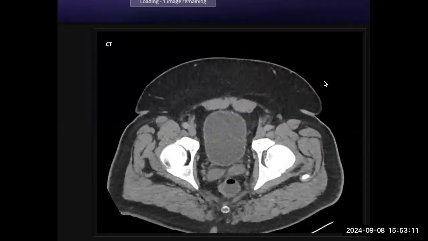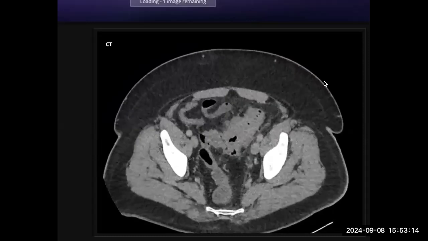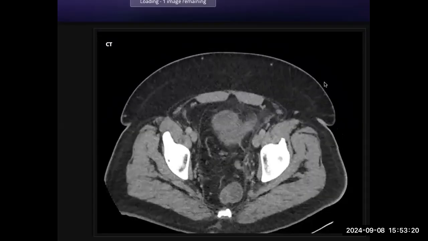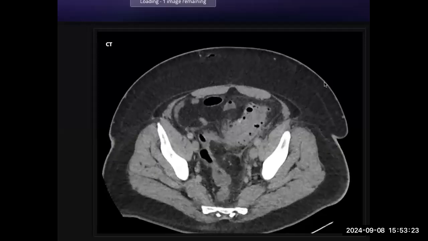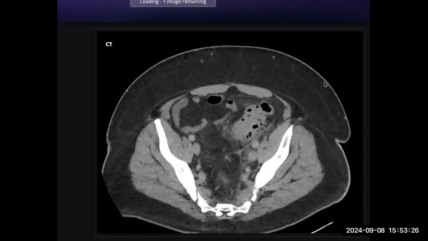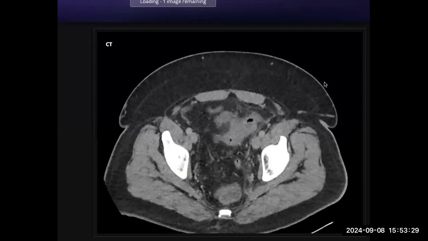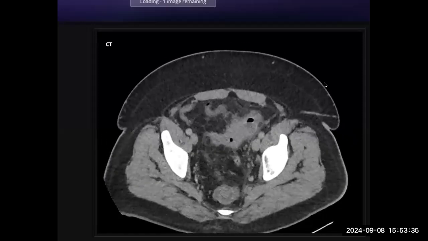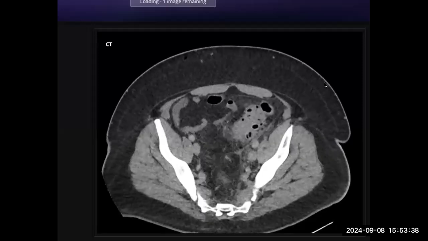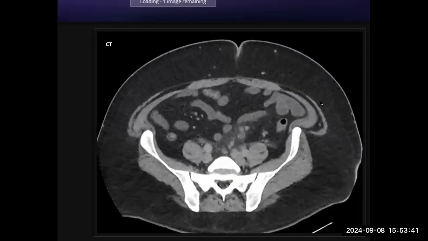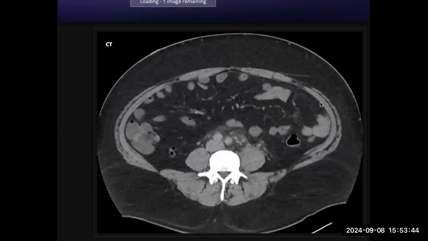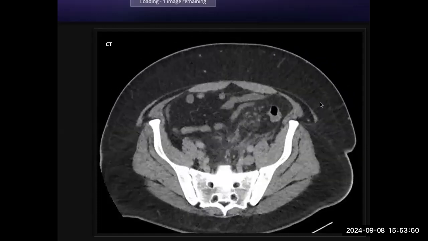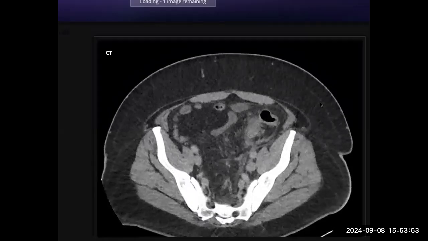I think the wall of the left sigmoid colon is thickened. There are small diverticula with fat stranding in the surrounding mesentery, and I'm just trying to look if there is any evidence of a focal perforation. In my routine practice, I would also look at the lung window to see if there is any pneumoperitoneum, and I would like to see if there are any strictures or abscess formation. I do not see any abscesses in the pelvis, or any evidence of fistulas, including cutaneous fistulas, or fistulas with other parts of the bowel.